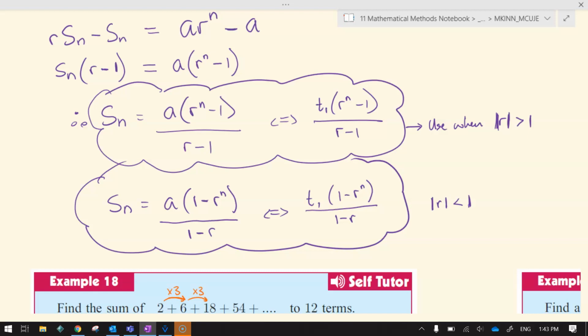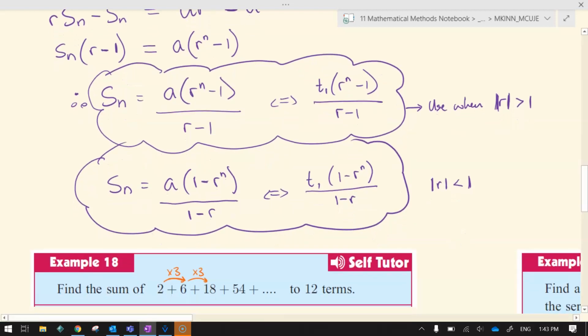Let's not fluff this. So you've got at the bottom there an example 18. I want you to have a go now. Find the sum of the first 12 terms of that geometric series. I'm going to pause. You're going to have a crack at it right now.